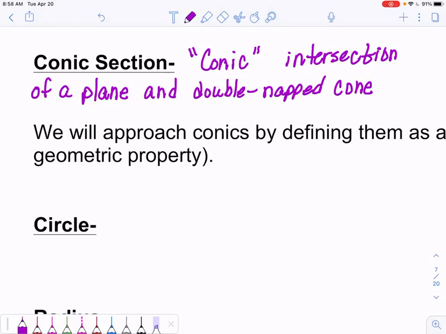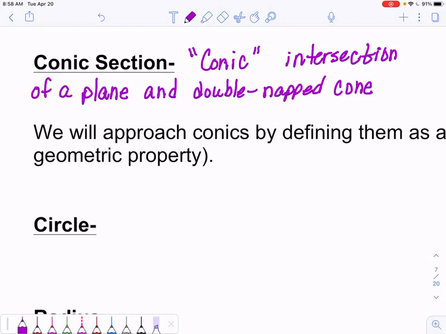A double napped cone, unfortunately, I only got one of these, and I'm the only one in the department that has it. So a double napped cone would be another cone, the tip of the 2 cones meeting at a point and going in the opposite direction. So a circle is created when a plane intersects with a cone. If the cone is vertical, the plane would intersect with it perpendicularly and go directly through my cone and slice through it, creating the circle.